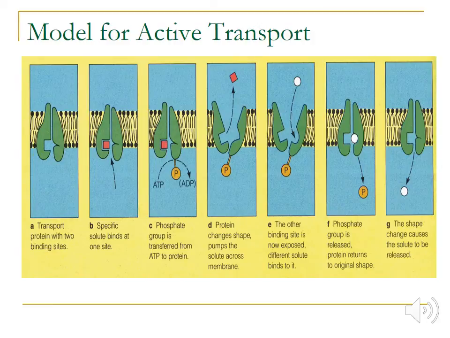Here's a model for active transport. Go ahead and take a moment to pause the slideshow and read the text that's underneath each picture. So you can see that ATP is required in this particular case because the ATP causes that protein carrier to change shape, enabling the cell to pump essentially the different molecules from an area of low concentration to an area of high concentration.